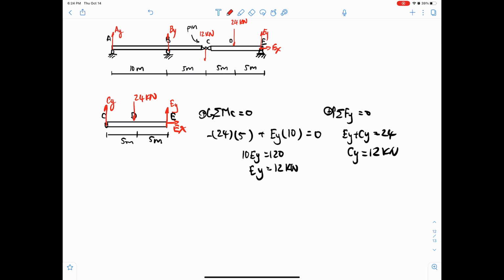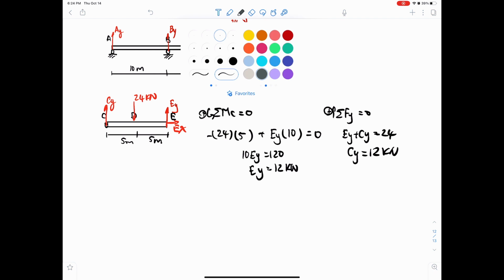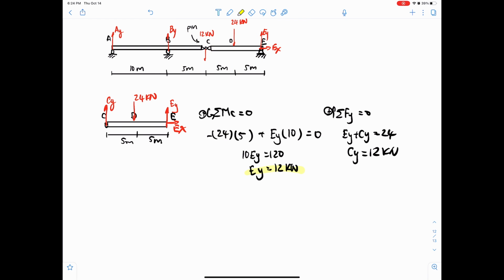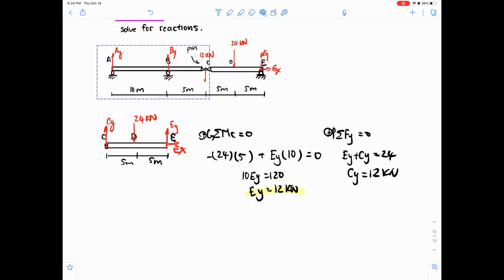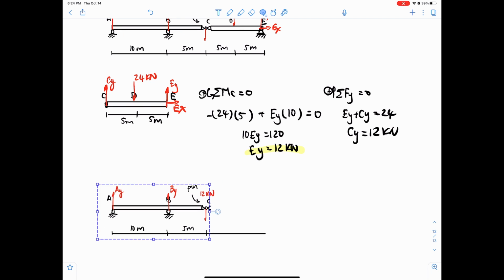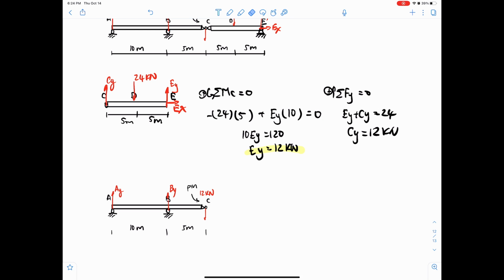So once we have solved for EY, let me grab a highlighter, we can just simply look at the other half of the beam, okay? And the other half of the beam, I will just copy it just because I am lazy, but feel free to redraw it, or even better, just work on your existing free body diagram.